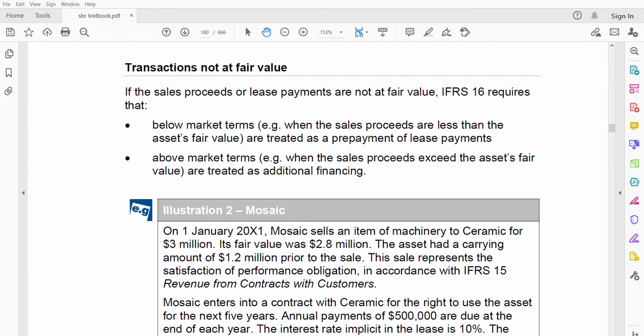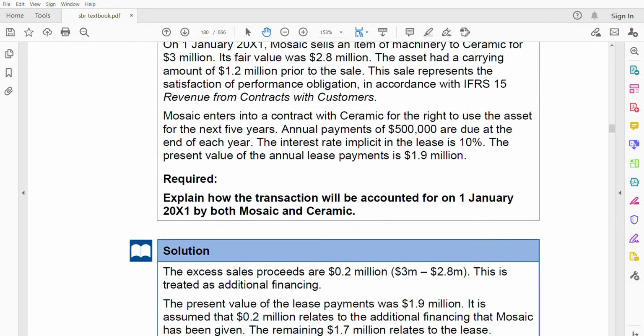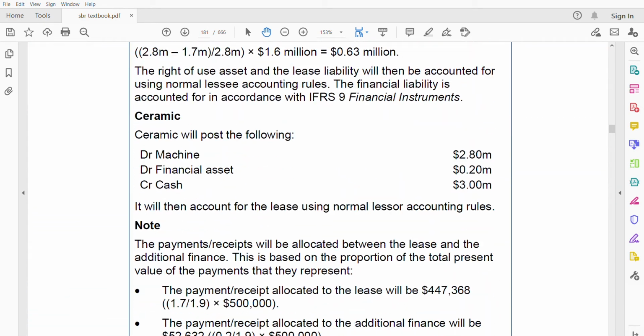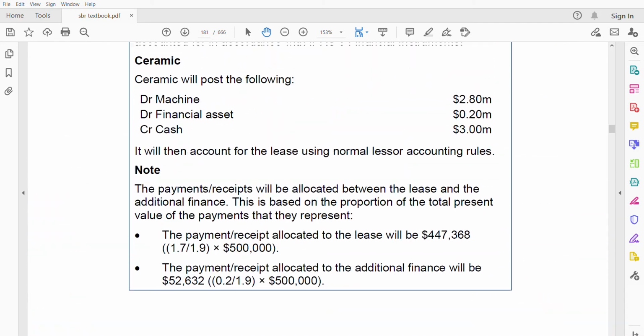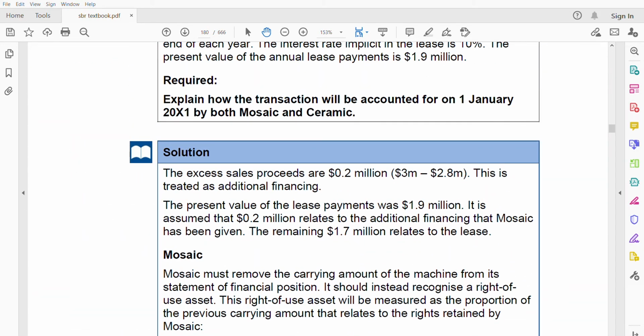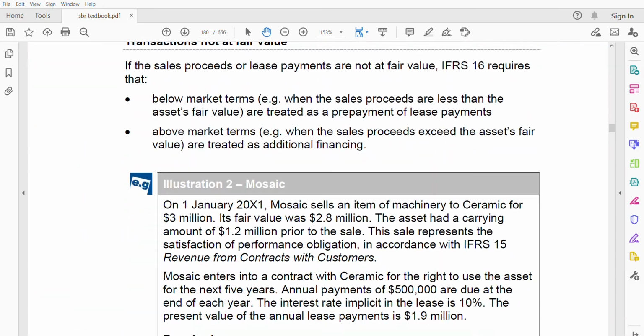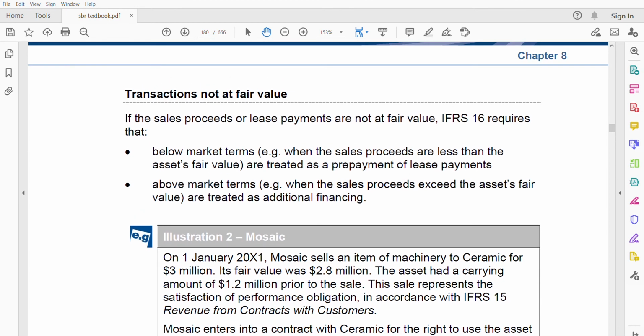Transactions not at fair value. See, these transactions might not be at fair value. The one which you are selling to the lessee, sorry, the lessee selling to the lessor. What if the transactions are not at fair value? Just give it time. So we are only left with that, and the illustration. That's it.